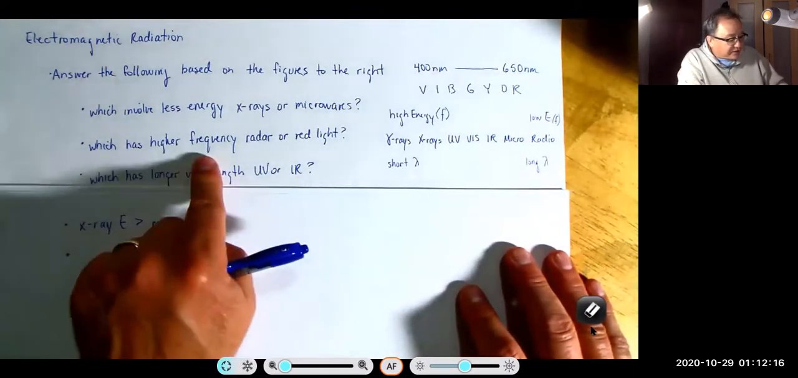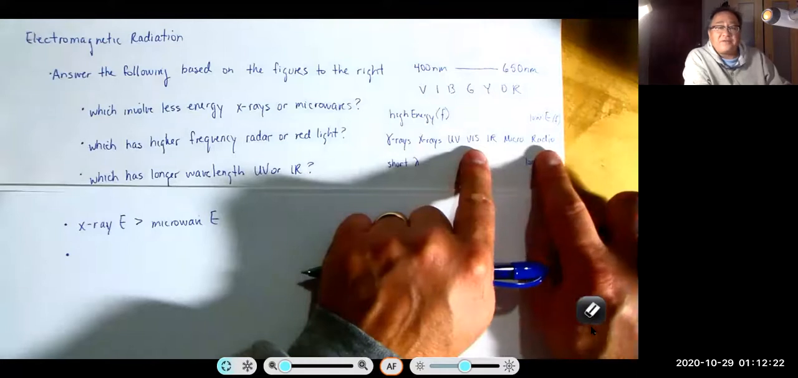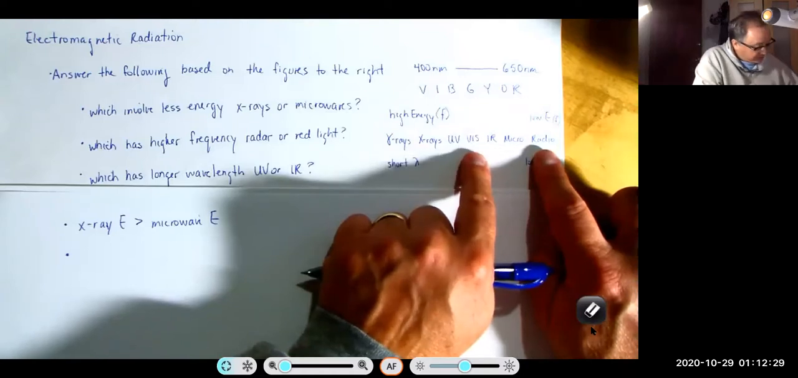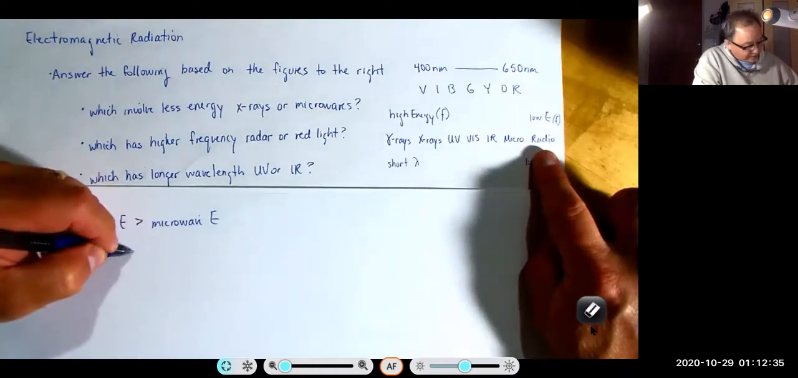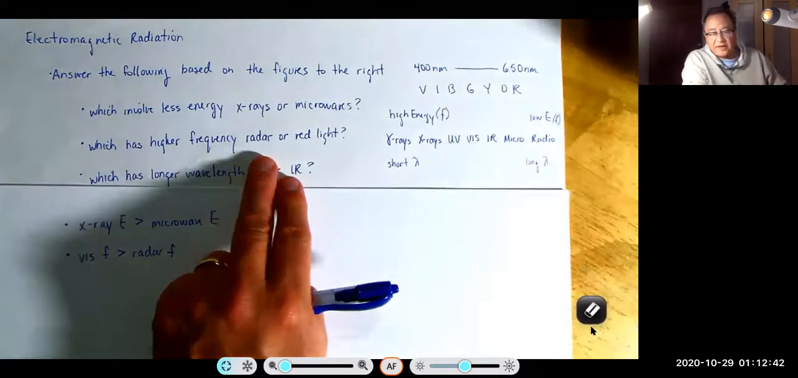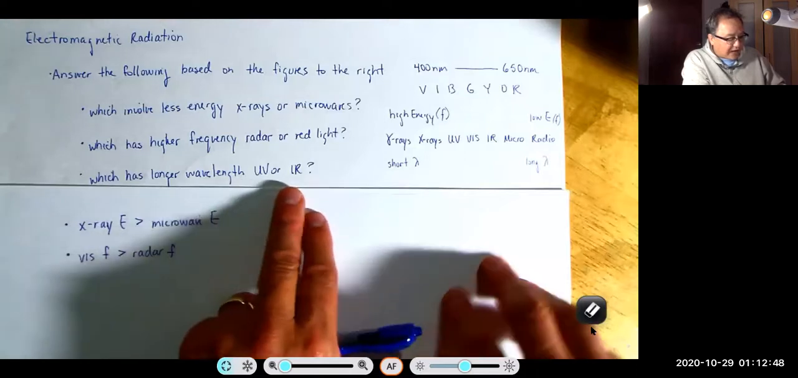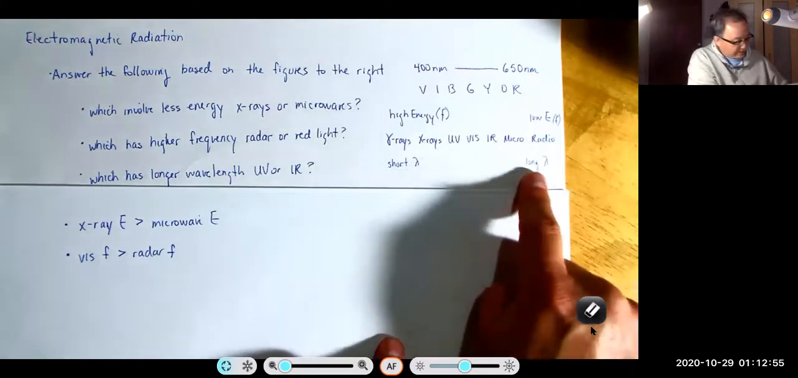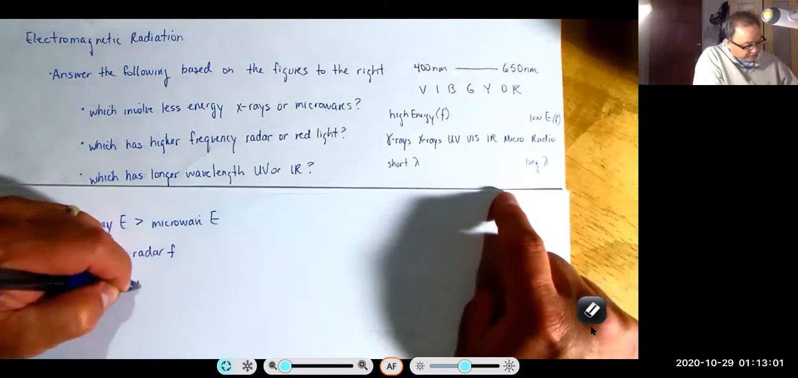Which has higher frequency, radar or red light? Well, red light is part of visible, and radar is part of radio waves. So which one has a higher frequency? Clearly visible. So visible frequency is greater than radio or radar frequency. The tough one about this is knowing that radar is radio waves. Okay, which has longer wavelength, ultraviolet or IR? If we take a look here, the short wavelength is ultraviolet, IR is a longer wavelength. So we would say that IR wavelength is greater than ultraviolet wavelength.